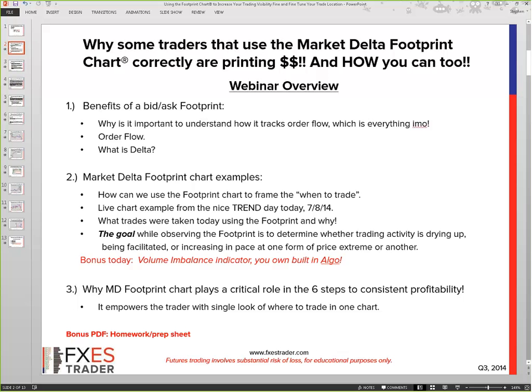But keep in mind through all of this, the goal, most importantly, while observing the footprint, is to determine whether or not trading activity is drying up, it's being facilitated, or it's increasing in pace at one form of price extreme or another. Okay, so as far as the examples I'll be able to show you guys, it's going to be difficult, but the volume imbalance indicator can be your own built-in algo in helping you understand imbalances to either the buy or sell side.